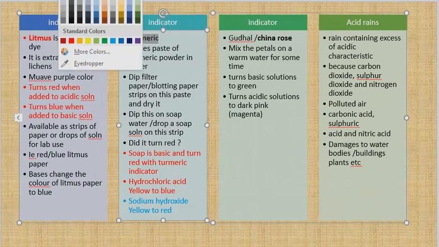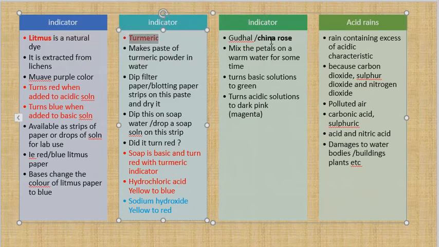Now we have a third indicator, which is China rose, Gudal. With China rose, we mix the petals in warm water for some time. Why? The chemical content of the petal should come into that water. And then this water is called the indicator water, or indicator solution. It turns basic solutions to green.